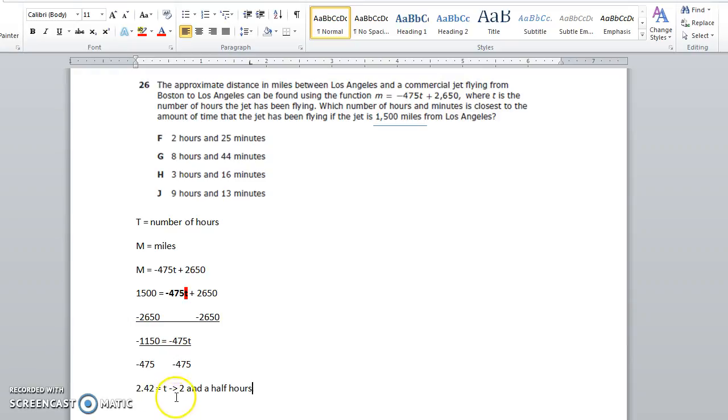Let's see if our answer choices match that. F says 2 hours and 25 minutes. That's about 2.5 hours. G says 8 hours. Definitely not 8 hours. H says 3 hours. Definitely not 3 hours. J says 9 hours. Definitely not 9 hours. So definitely the right answer is going to be F. 2 hours and 25 minutes.